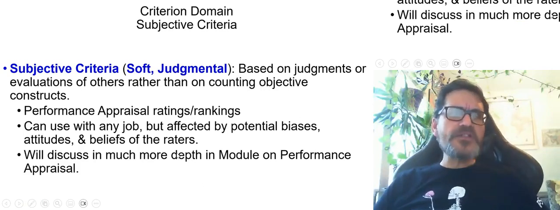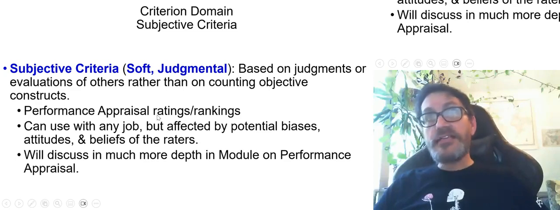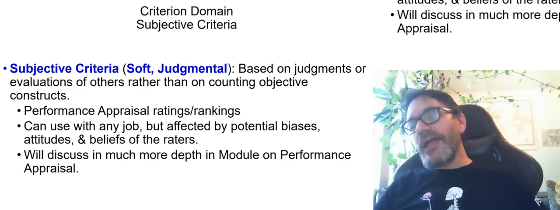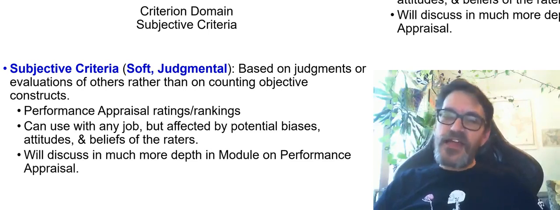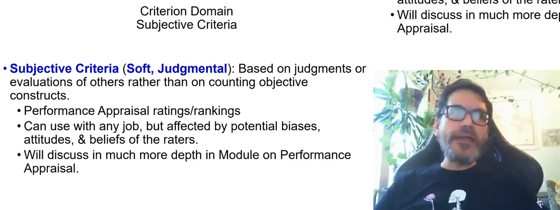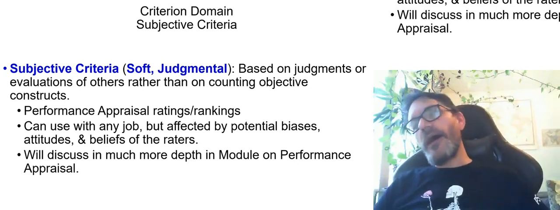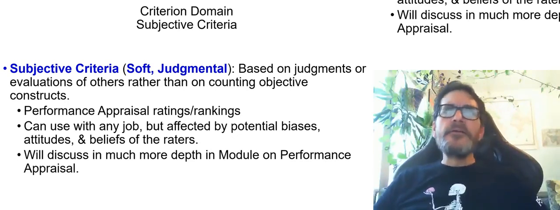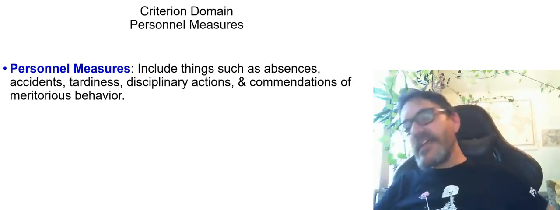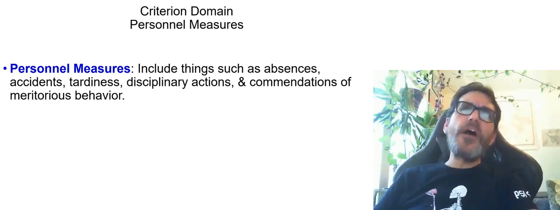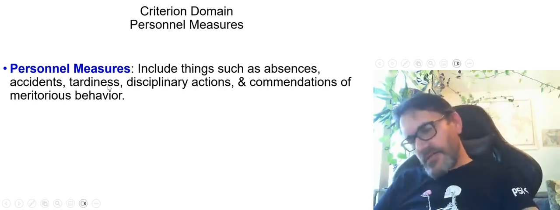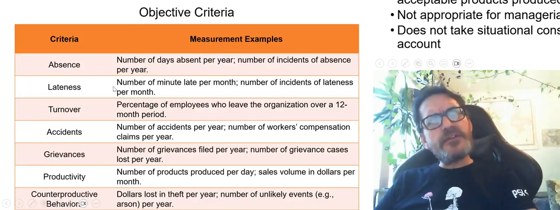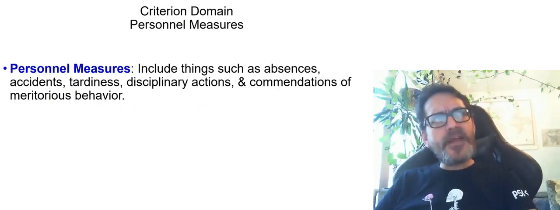The criterion domain can also be composed of subjective criteria, soft or judgmental. These are performance appraisals or ratings. This is the manager says on a scale of 1 to 10, how effective is this employee? We'll definitely talk more about this in the performance appraisal module, okay? So it's got some issues. Personnel measures, which we just pointed out, could be things like absences and tardiness and accidents, and again, very quantifiable. And so in a lot of ways, personnel measures can be considered objective criteria.